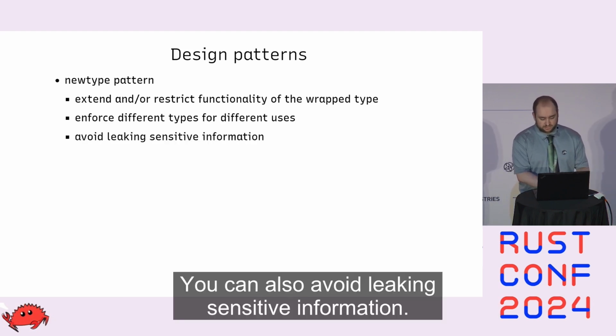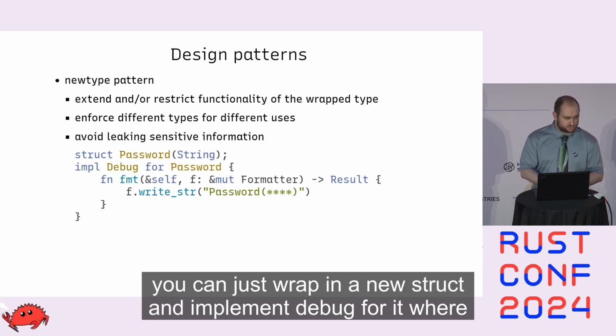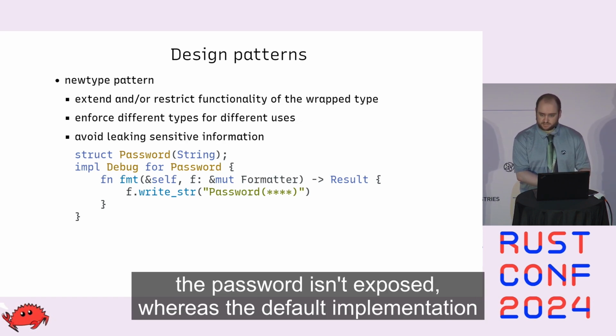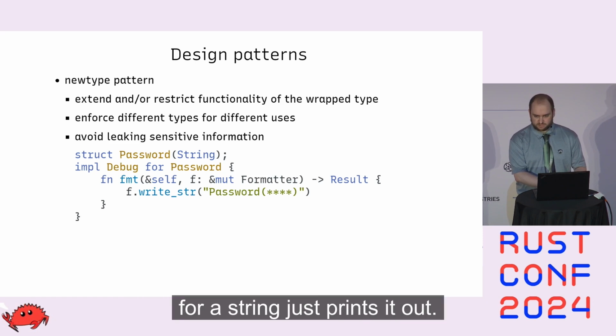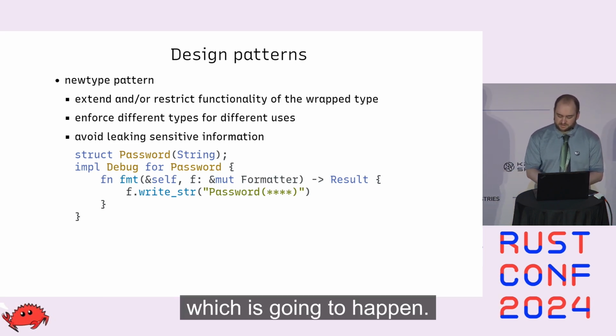You can also avoid leaking sensitive information. This sounds odd, but if you have a password, you can just wrap it in a new struct and implement Debug for it where the password isn't exposed. Whereas the default implementation for a string just prints it out. That's not too useful when you're logging things and you have a security issue, which is going to happen.